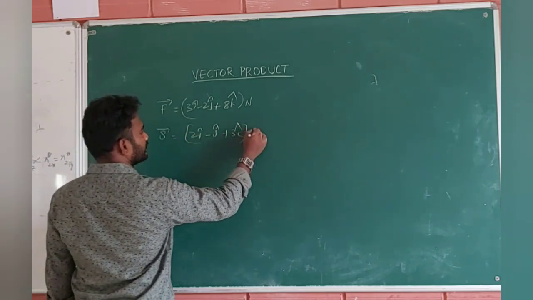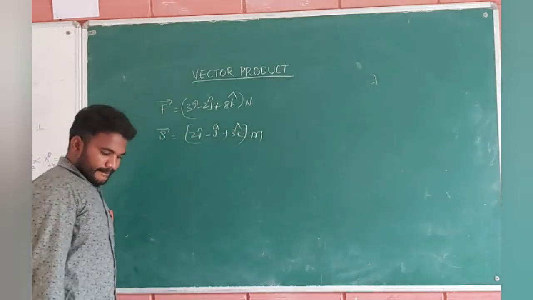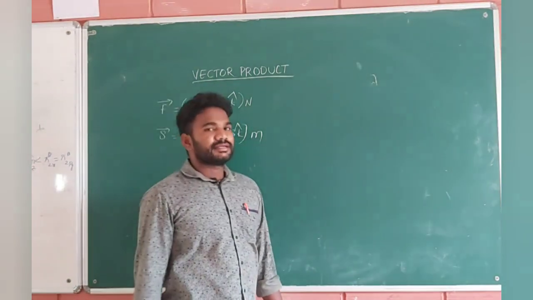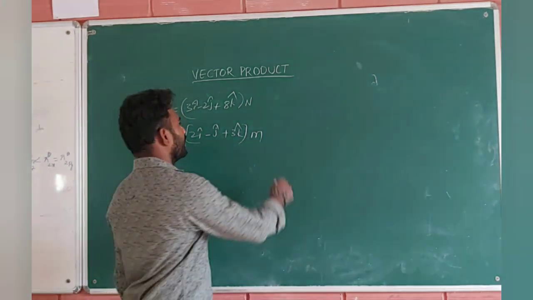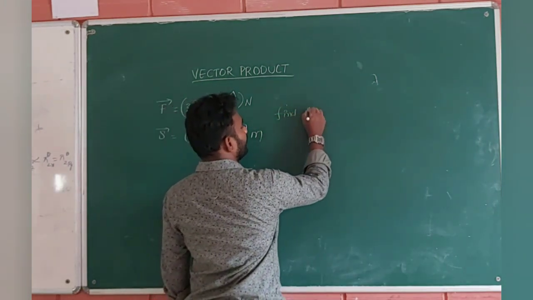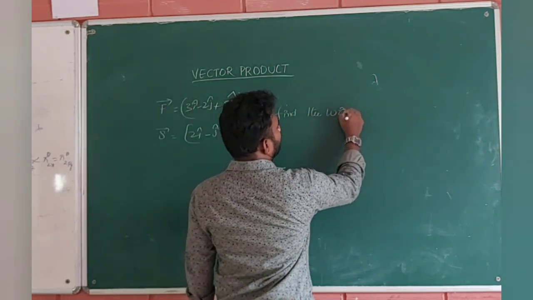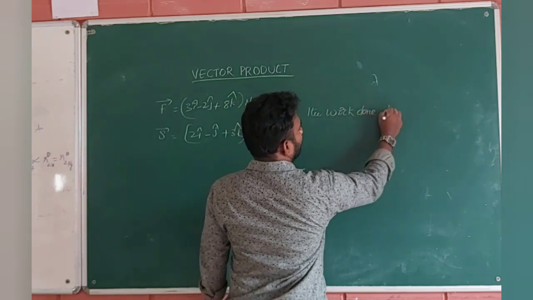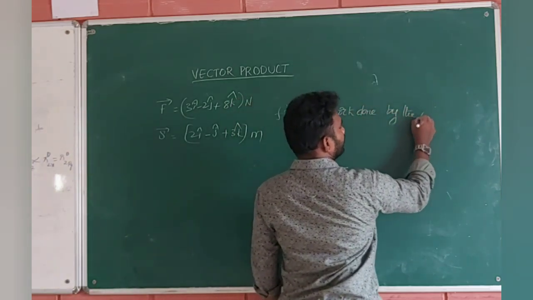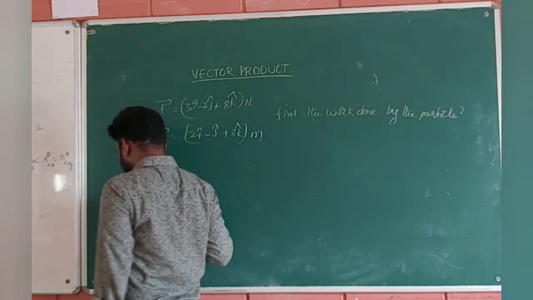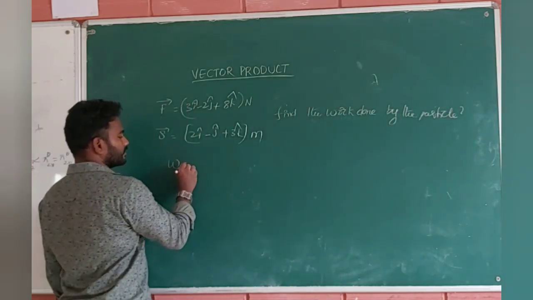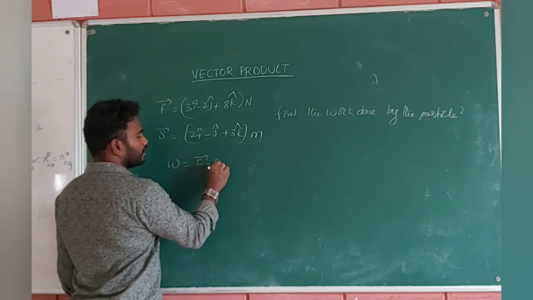Let me consider meters. But what they are asking here is the work done. What is work done they are asking? Find the work done by the particle. So in this case, work done is equal to force vector dot S vector, you have to write.